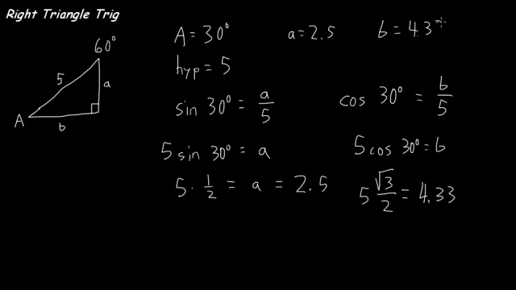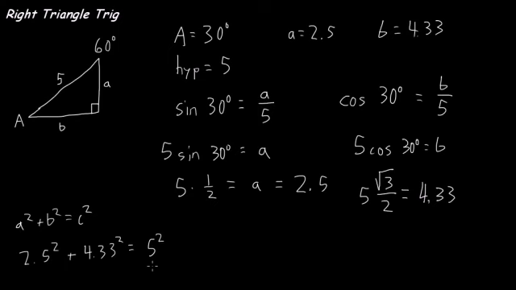Now we could have also solved side B by using the Pythagorean theorem. So let's do that and make sure that our answer was correct. So we have a squared plus b squared equals c squared. We know that a is 2.5. We know that b was 4.33. And we know that c is 5. So we want to make sure that this equation is true.